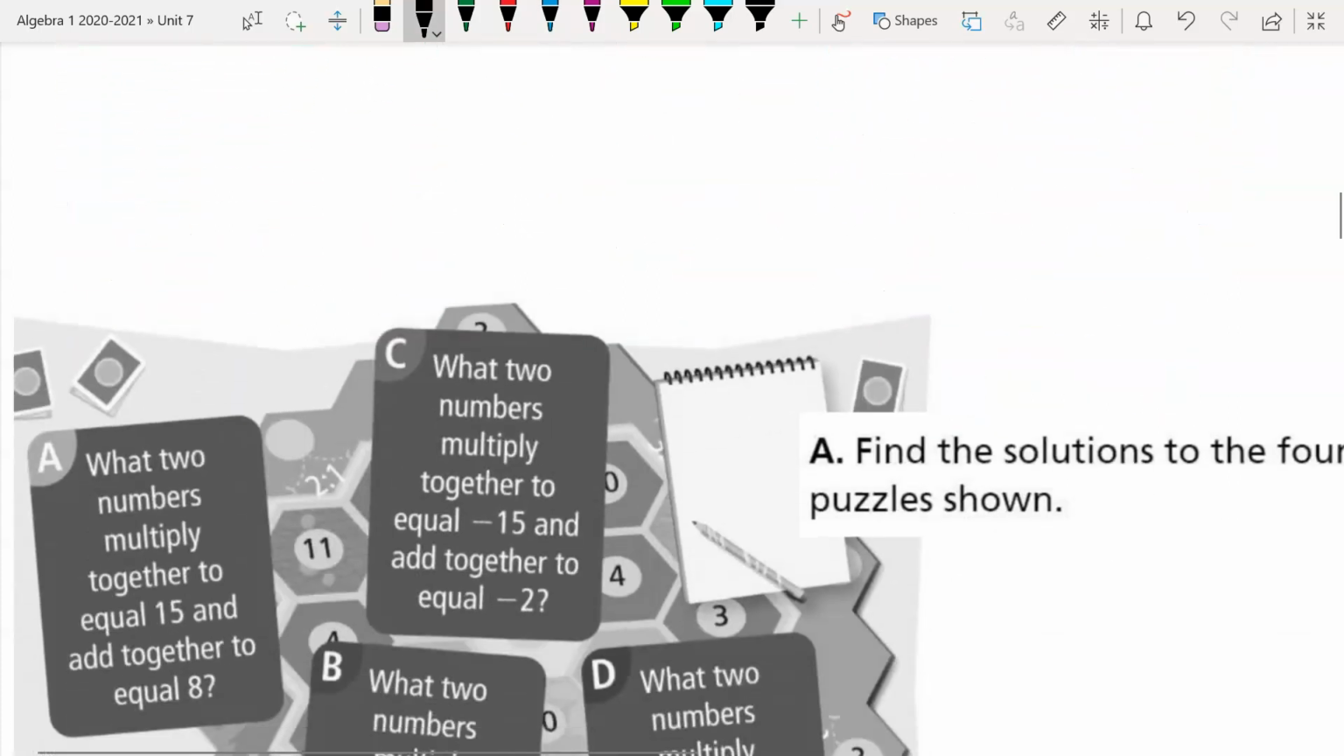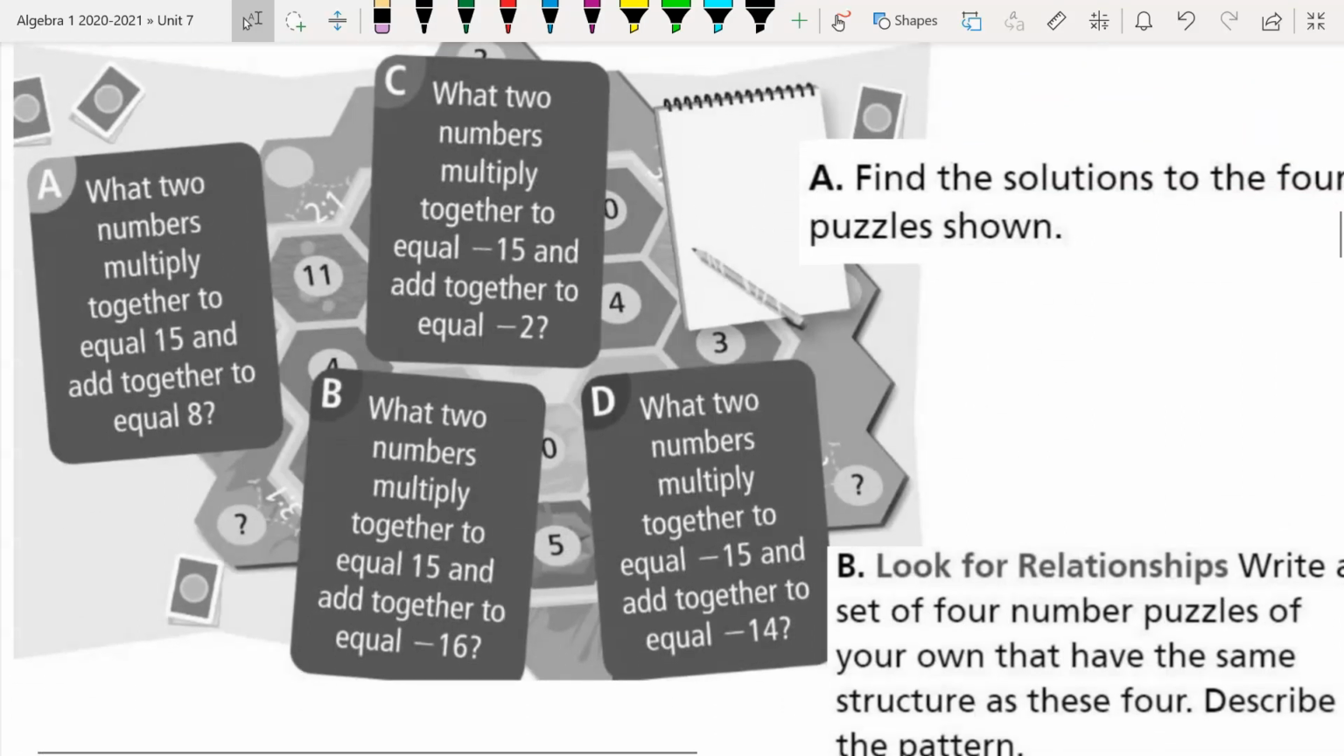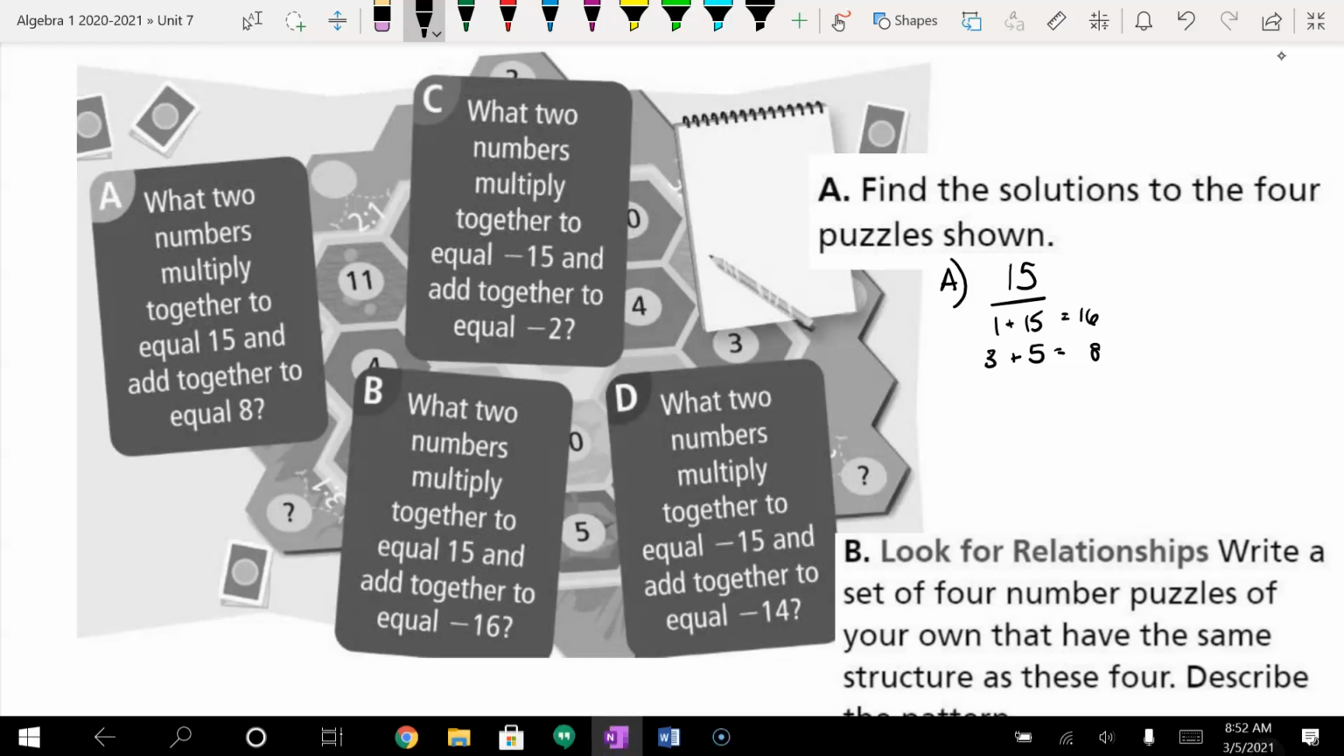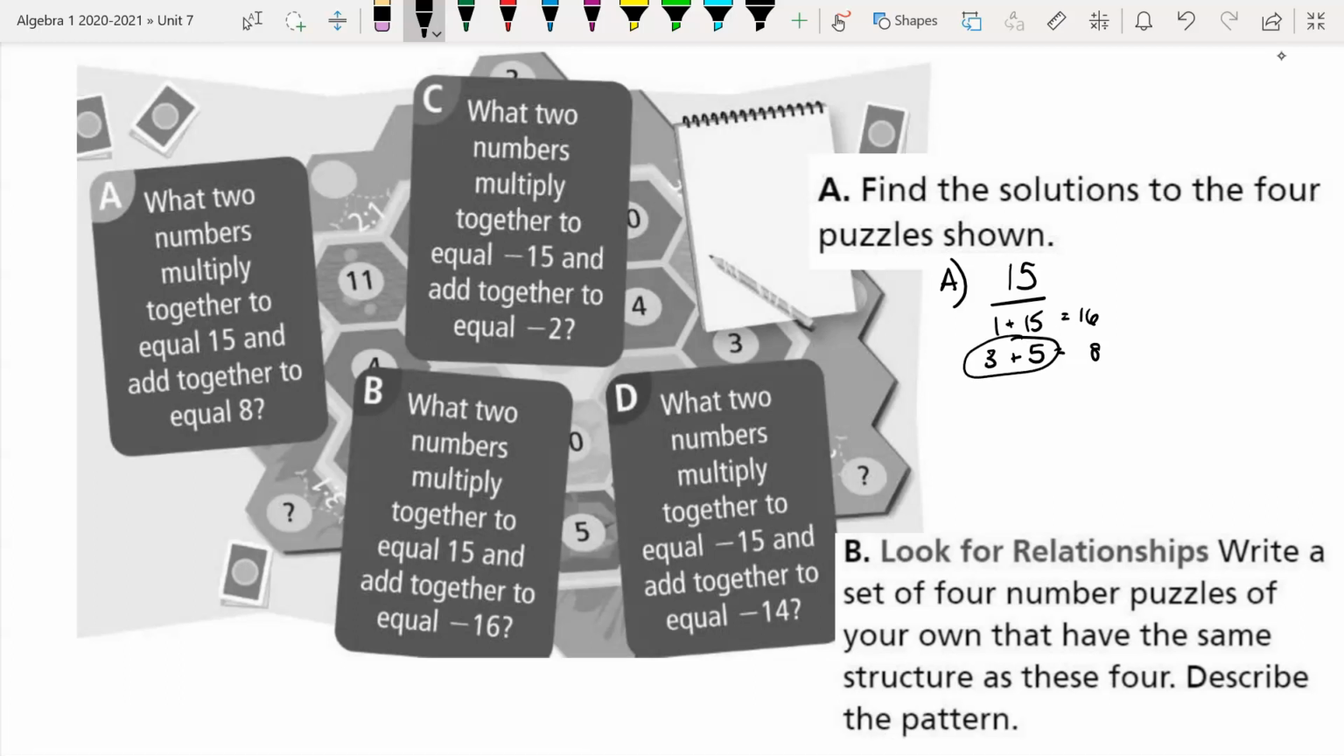The nice thing about this lesson is we use that information to help us factor a trinomial. It says, what two numbers multiply together to equal 15 and add together to equal 8? That's puzzle A. Let's do the factors of 15: 1 and 15, 3 and 5, and that's it. If I add 1 and 15, I get 16. If I add 3 and 5, I get 8. So the answer to this one would be 3 and 5, the two numbers that multiply to get 15 and add up to 8.